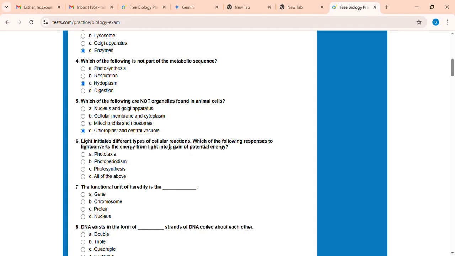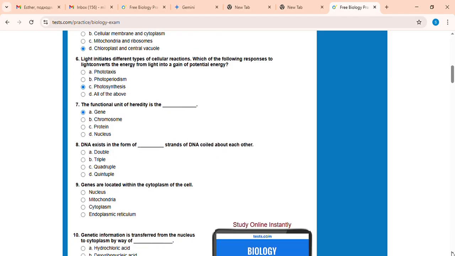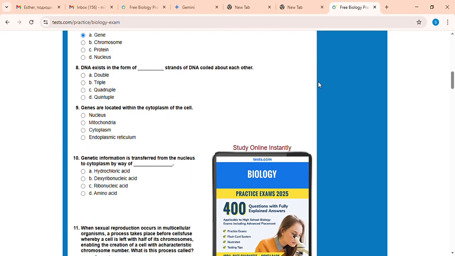Light initiates different types of cellular reactions. Which of the following responses to light convert? That's photosynthesis. Right, I hope I score well in this test. It says the functional unit of hereditary is the gene. That's the definition of a gene, right? DNA exists in double helix.